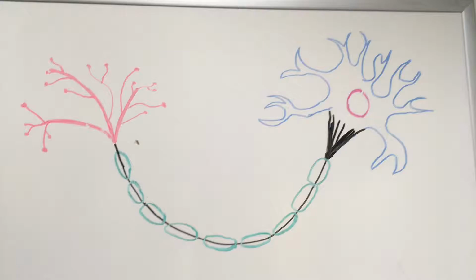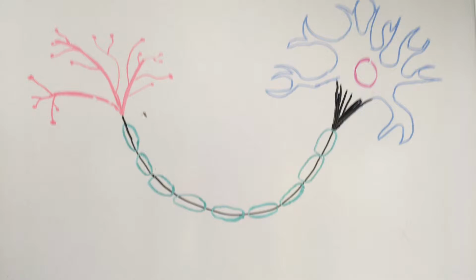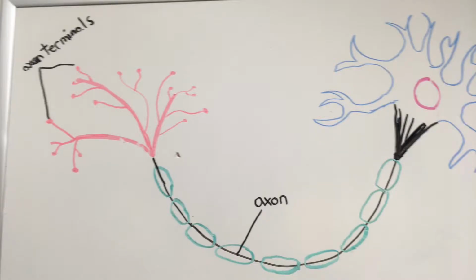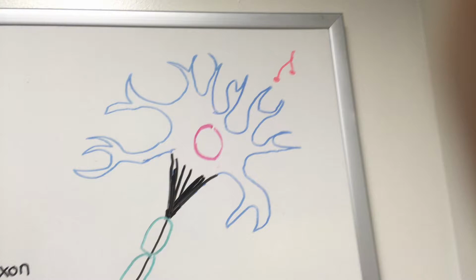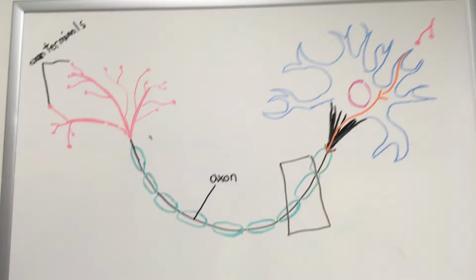When we take a step back and look at the whole length of the neuron, we see the axon runs the length of the neuron from dendrite to axon terminal. The axon terminal from a different neuron sends a signal through the dendrites and then through the axon. Let's take a closer look at what happens throughout the axon.